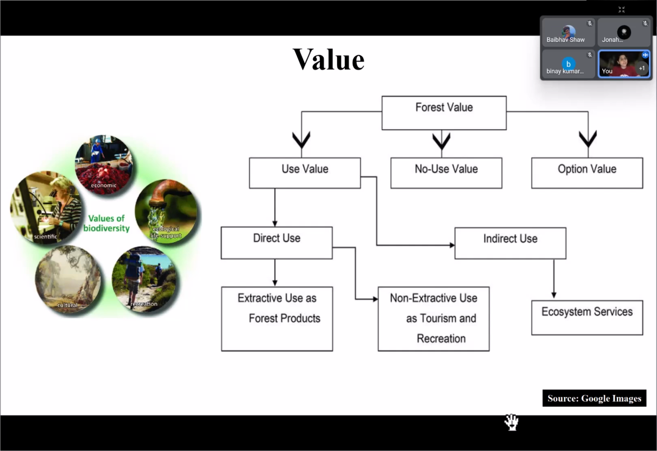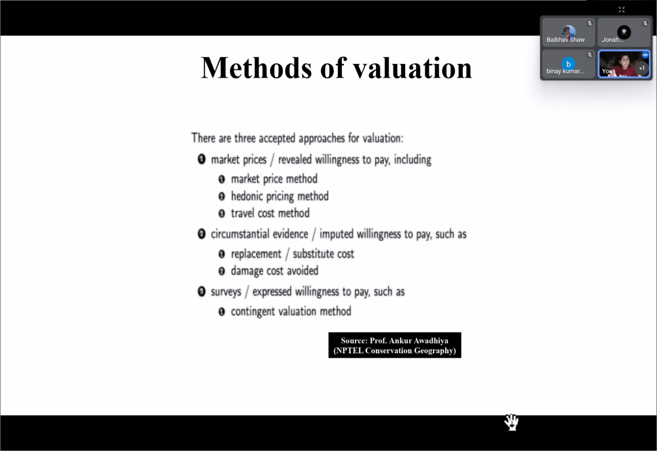So there you are not using the plant, you are not using the animal, but there are values associated in this regard. For example, their existence is a value, and the idea of keeping these resources for our future generation, that itself is a value. All this value can be given a numeric term, and that's done by these three different methods.